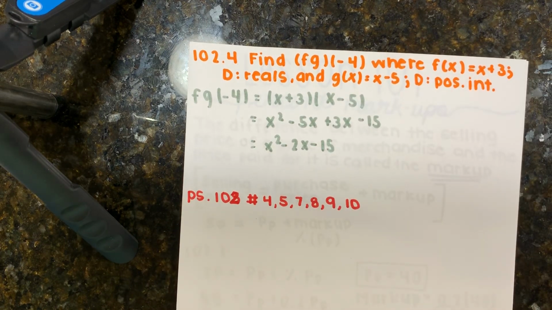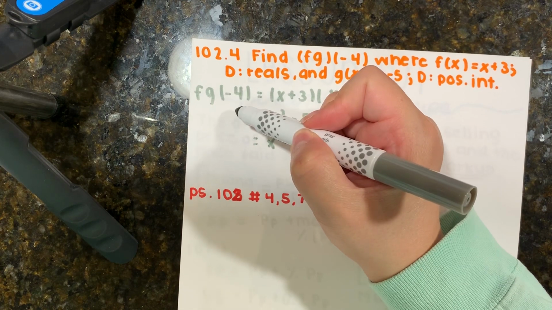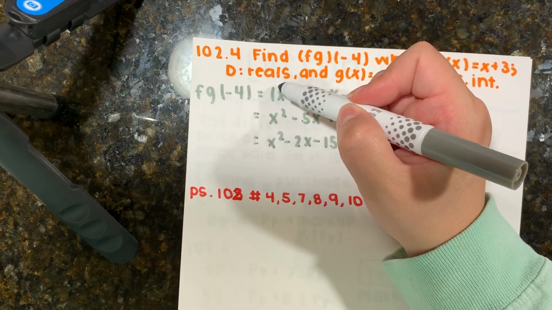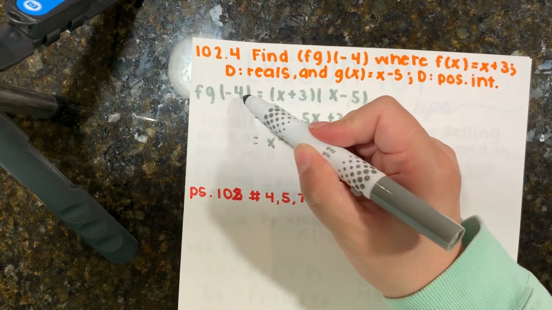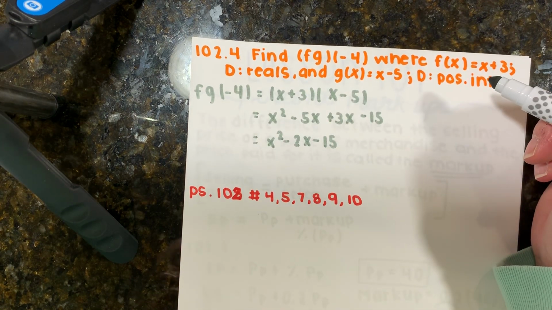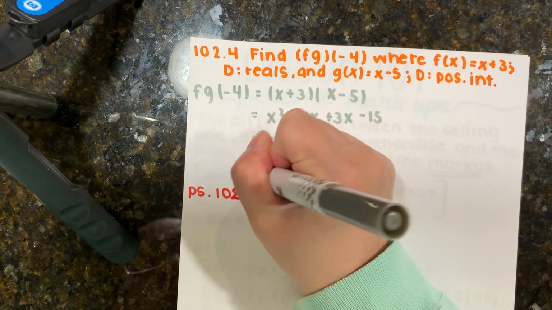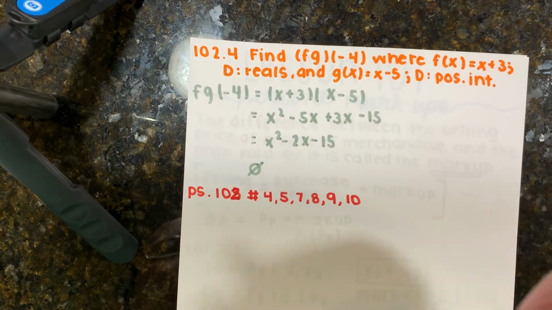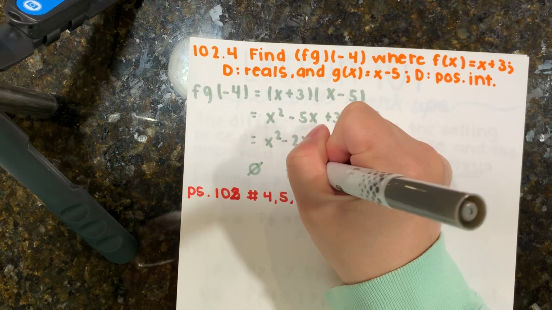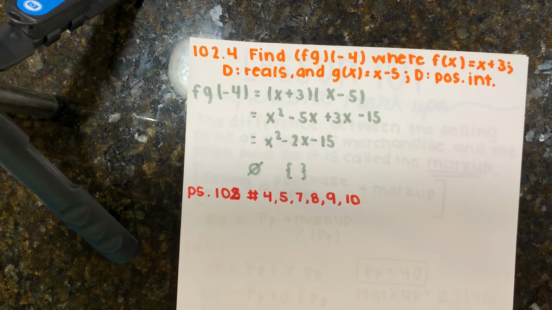But before I plug in my variable, I need to make sure that this number fits within both of the domains. Well, -4 is a real number, so that does work. But -4, is it a positive integer? It's not a positive integer. So if it's not a positive integer, that means we can't plug -4 in. So our answer is going to be either the null set or the empty set. So either one of those answers would work for you. So that concludes the example problems.